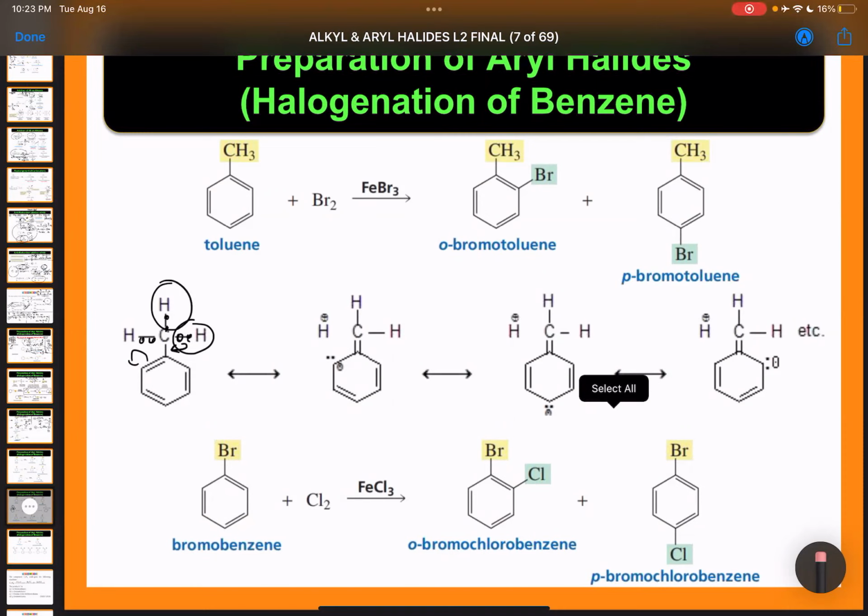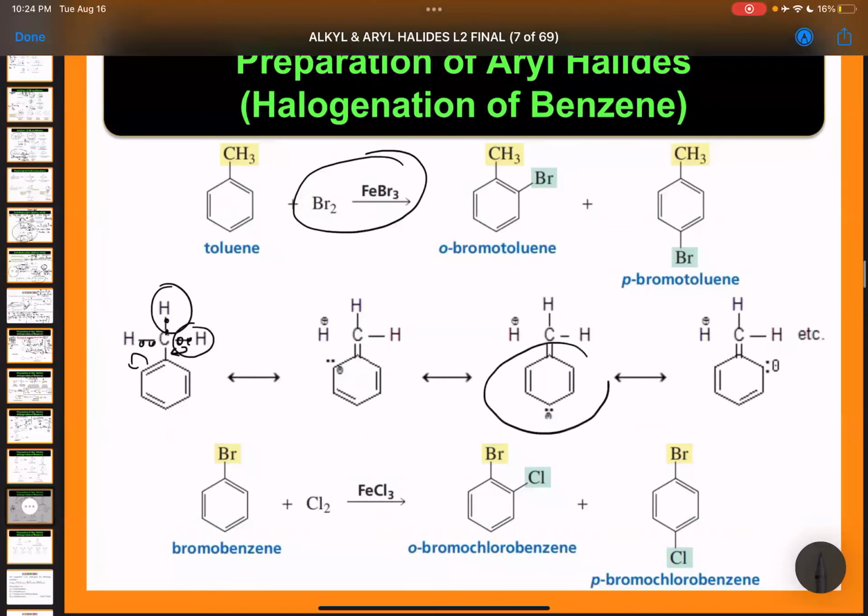Suppose you have a Br plus which is being generated with the help of a Lewis acid and Br2. If someone asks you where the Br plus will join itself on the toluene, it will join itself at the position where it can get the electron most easily. And you can see that because of the hyperconjugation, the places on that ring from where you can get the electron most easily are the ortho and para positions. So that's why it is ortho para.